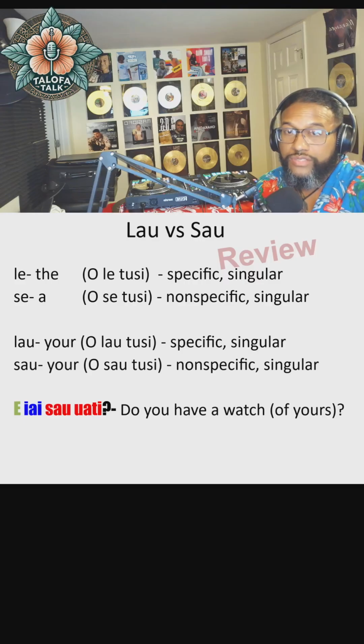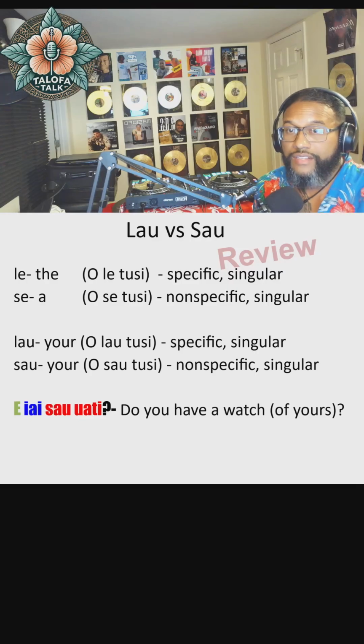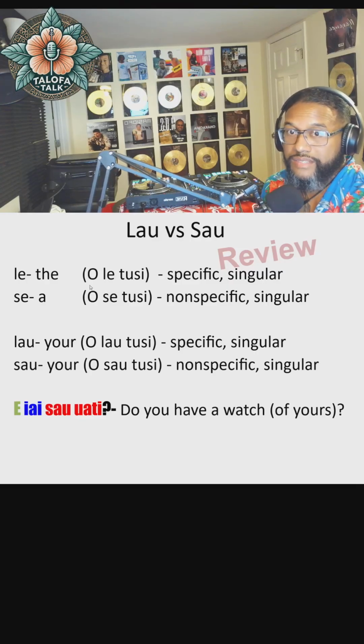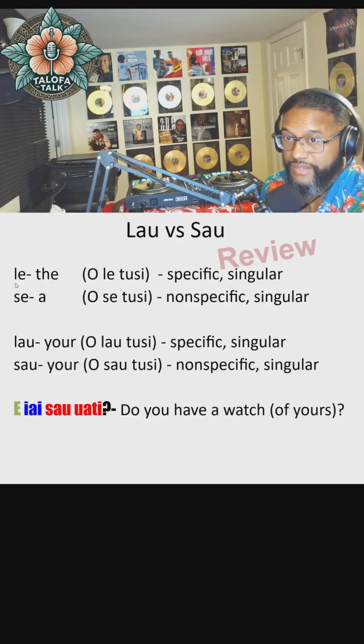So "le tusi" means a singular, specific book. But if somebody says "se tusi," that means a book, a non-specific book. So you see how it's a slight difference. Well, actually, it's a big difference. This slight change between "le" and "se" is specific versus non-specific.